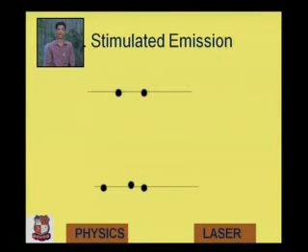So according to Einstein, if the external photon can take the electron from the ground state to the excited state, it also can make the electron go from the excited state to the ground state.